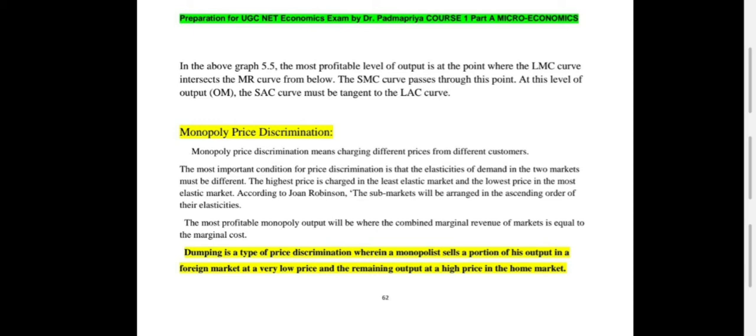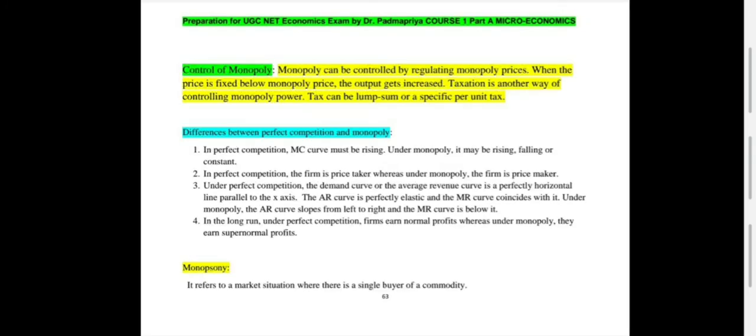Then we have control of monopoly. Monopoly can be controlled by regulating monopoly prices. Taxation is an important way of controlling monopoly prices. And the tax can be a lump sum or a specific tax.